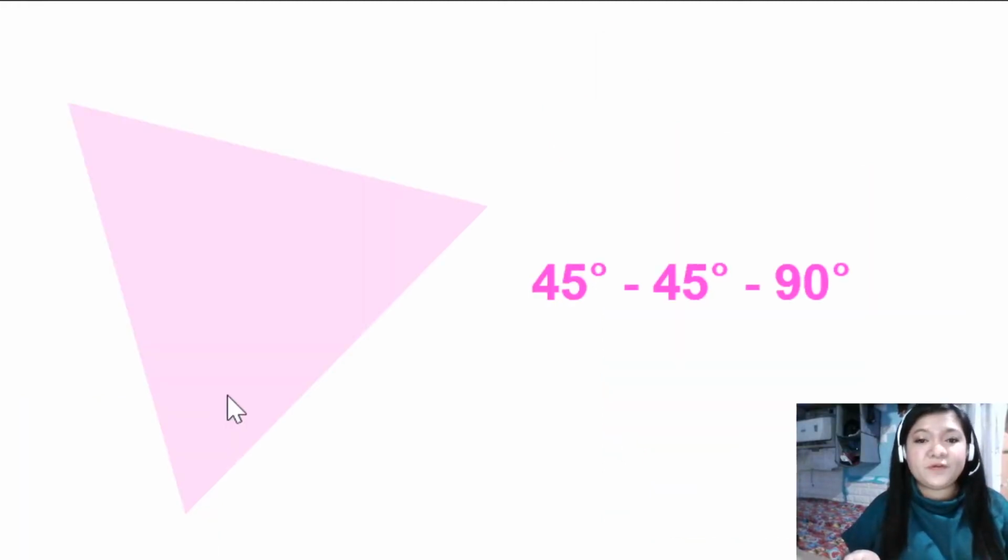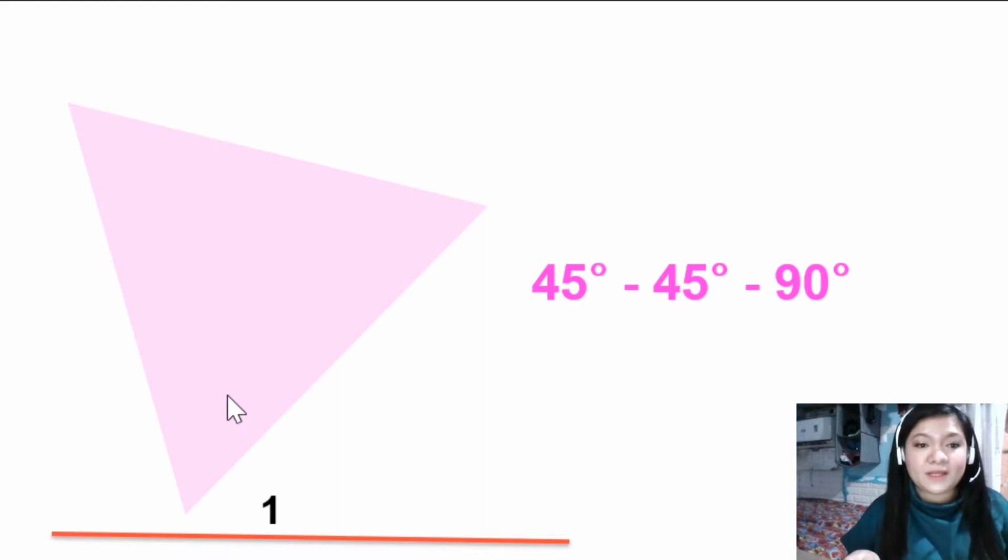For a 45-45-90 right triangle, if the length of one leg is 1, the length of the other leg is also 1, and the length of the hypotenuse is square root of 2 times the length of the leg.